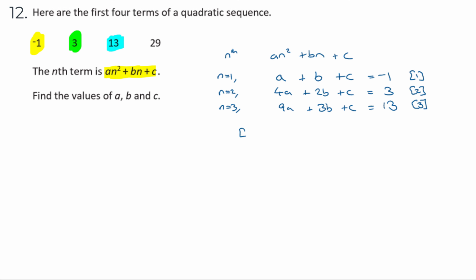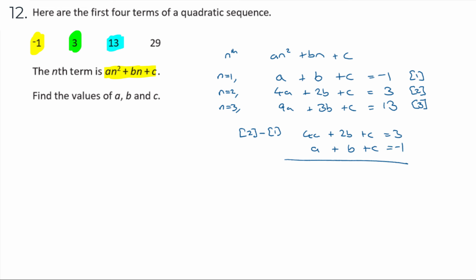Then equation 2 take away equation 1. So if I take everything in equation 1 away from equation 2, I'll just write it out again. I probably wouldn't bother if I was doing it myself, but just because I'm explaining it, I'm going to show it again. Otherwise I would just work it out. That's equation 2 and that's equation 1.